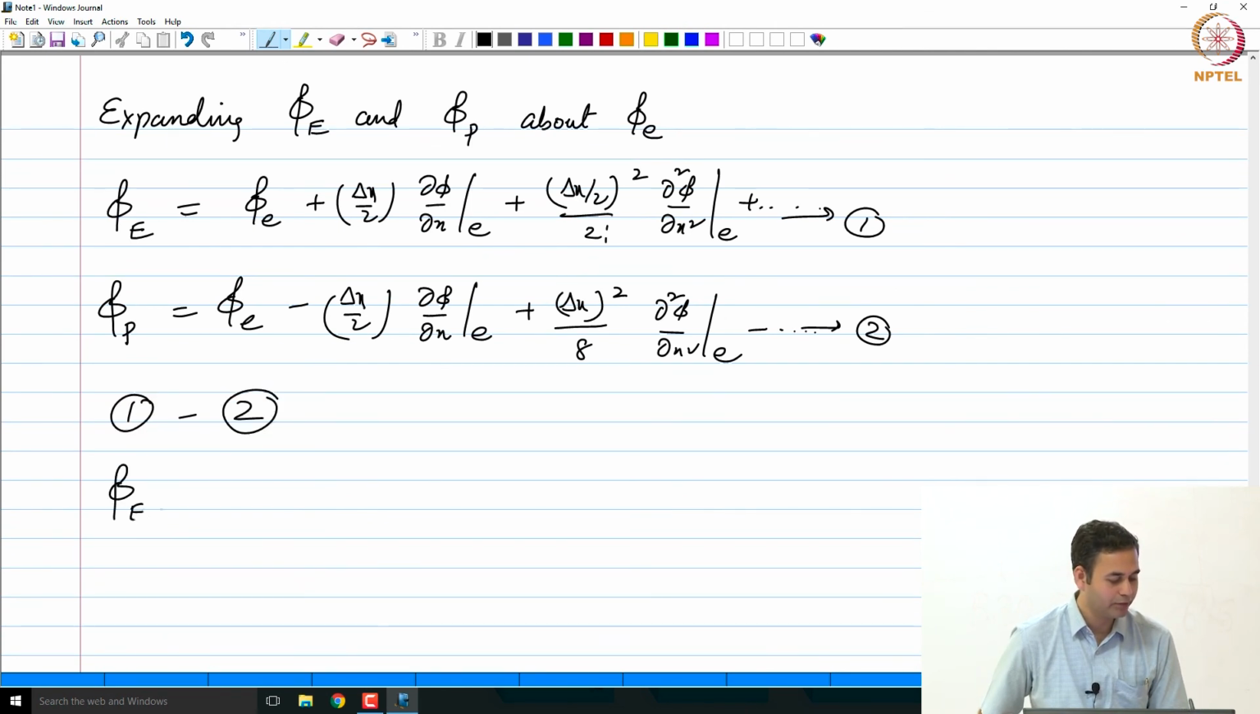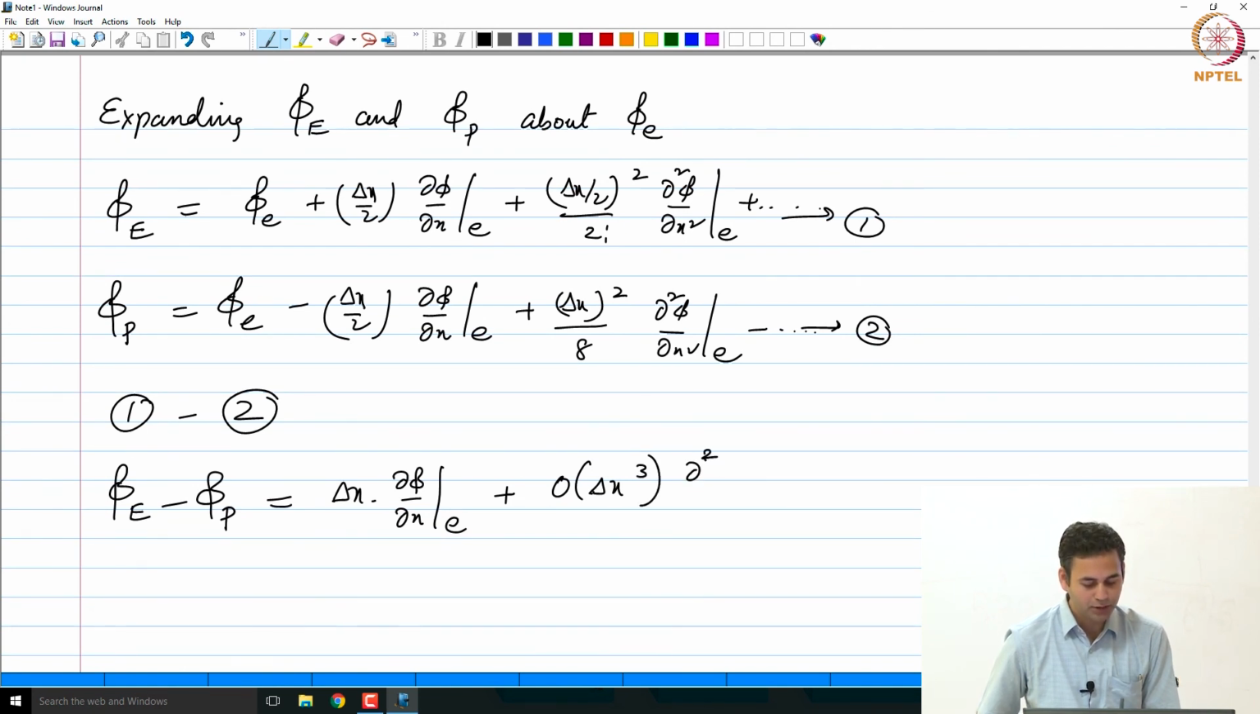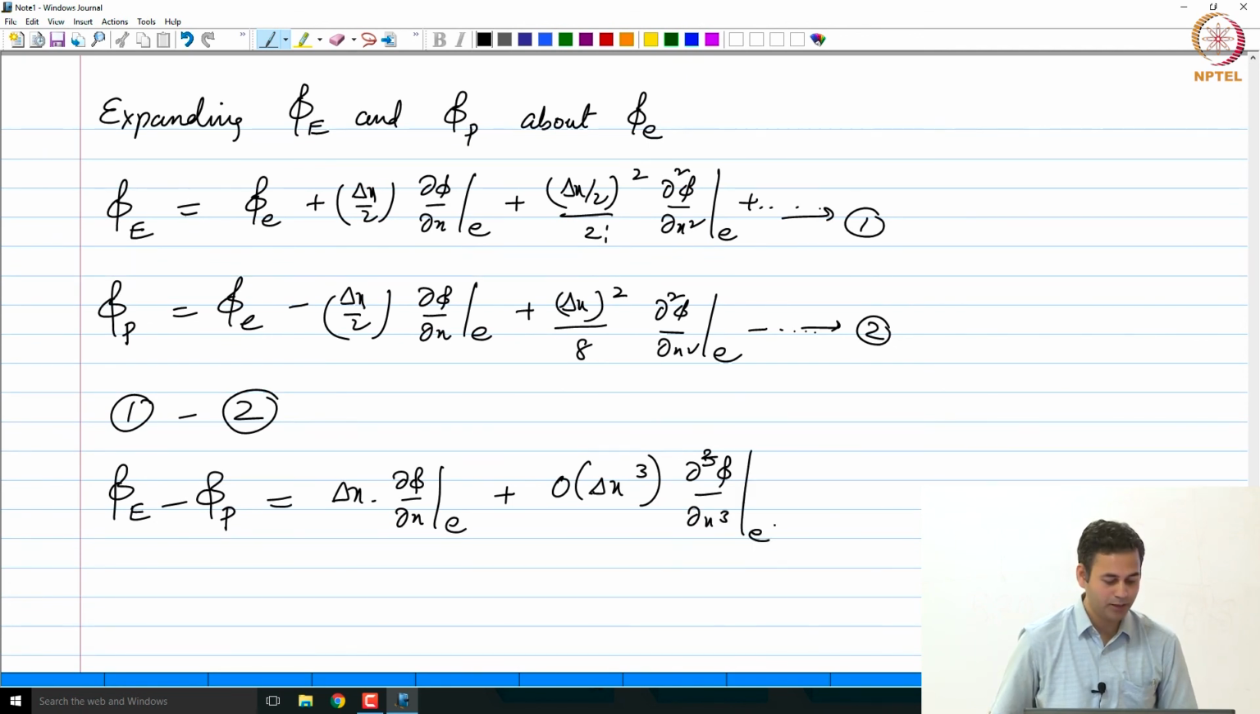So, on the left hand side we have phi E minus phi P equals, what will be there on the right hand side? Phi little e gets cancelled, first term gets cancelled, second term gives rise to 2 halves, which will be 1. So, this will be delta x times partial phi partial x at little e. What about the third term? Gets cancelled. What about the fourth term? You will have some value that will be order delta x cube times partial cube phi by partial x cube at little e, right, that is what we will have.